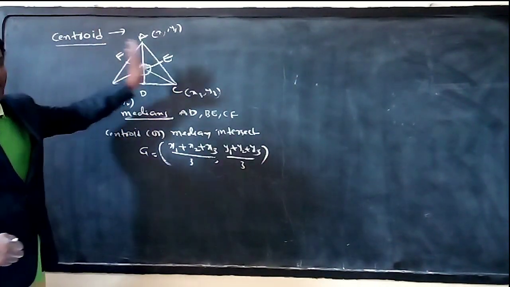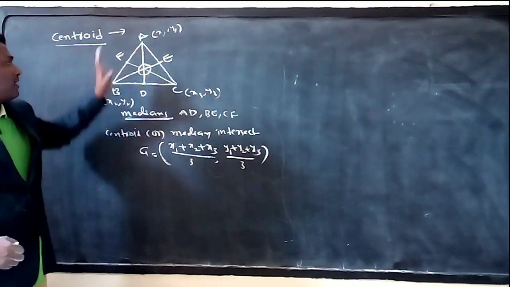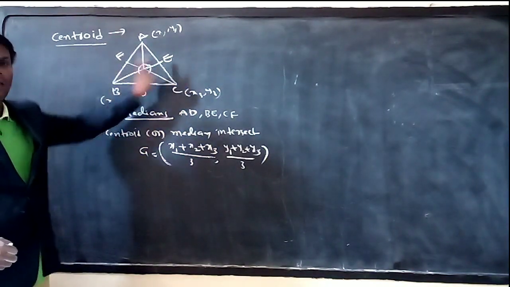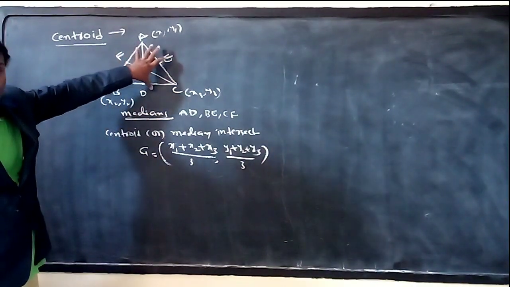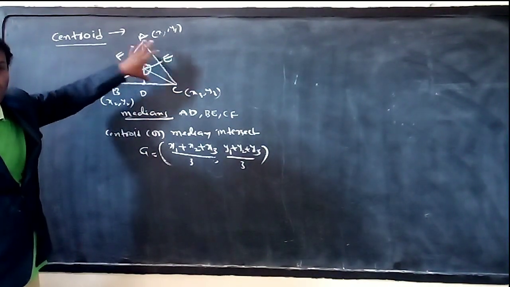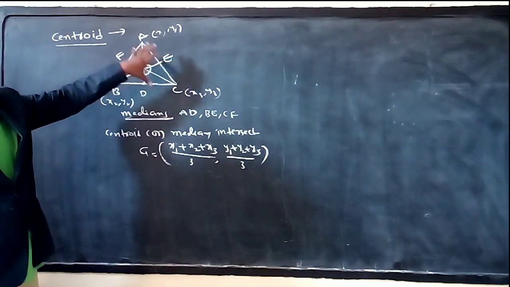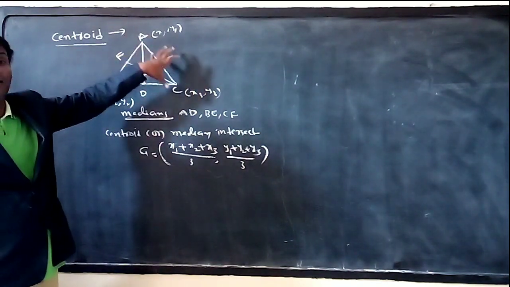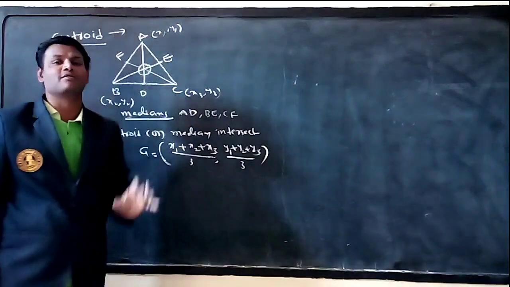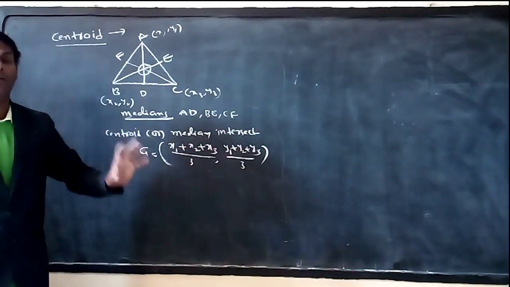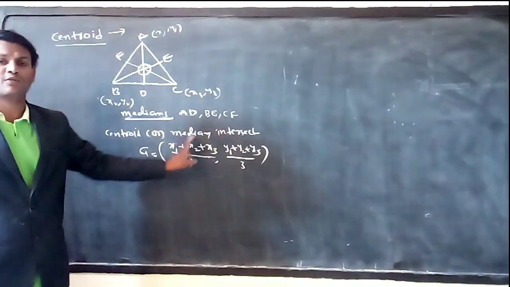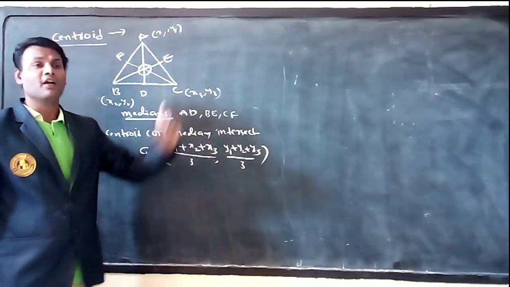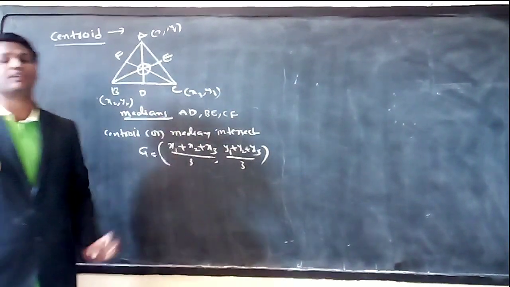ABC is a triangle. AD, BE, CF are the medians. The three medians intersect at one point. The medians' intersecting point is called a centroid. Formula to find the centroid: (x1 plus x2 plus x3) by 3 and (y1 plus y2 plus y3) by 3.